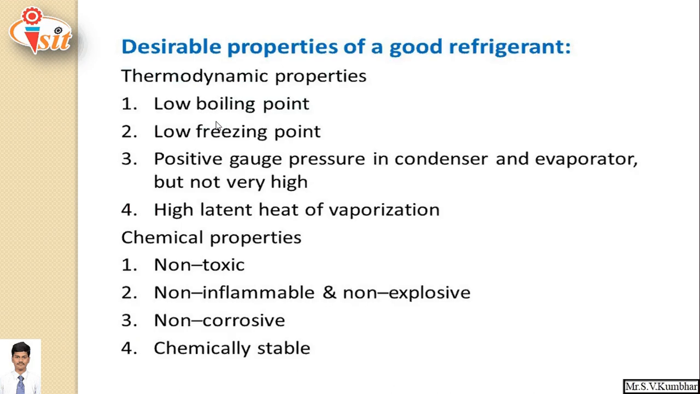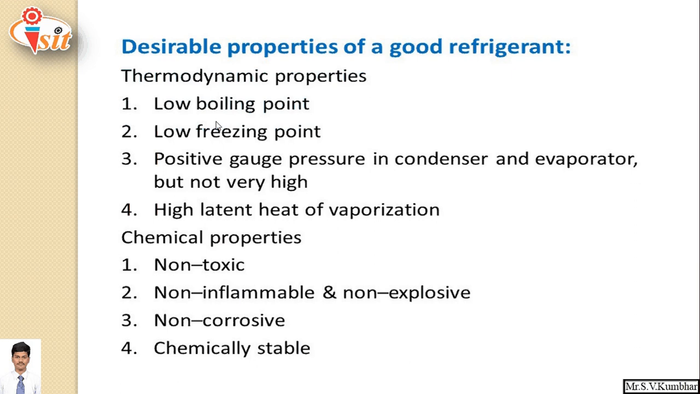Desirable properties of a good refrigerant. First, thermodynamic properties. First one, low boiling point. The refrigerant which is used must have a low boiling point, generally in minus. For example, ammonia. The boiling point of ammonia is minus 33.33 degrees centigrade. So, as atmospheric temperature is between 25 to 30 degrees centigrade, at atmospheric condition, ammonia is available as vapor.